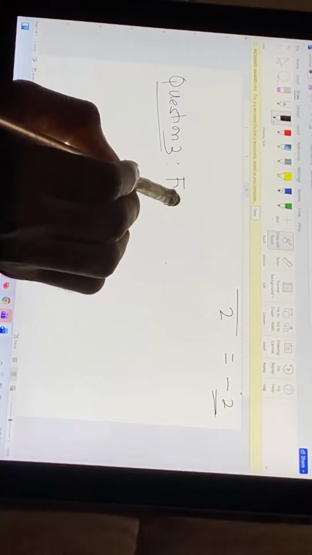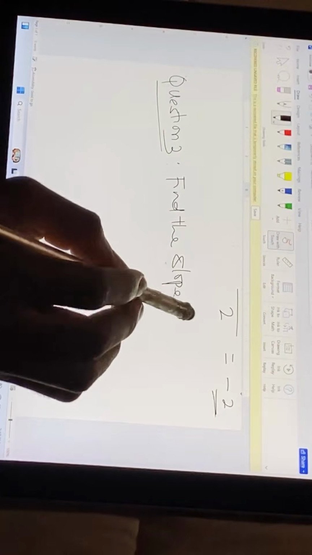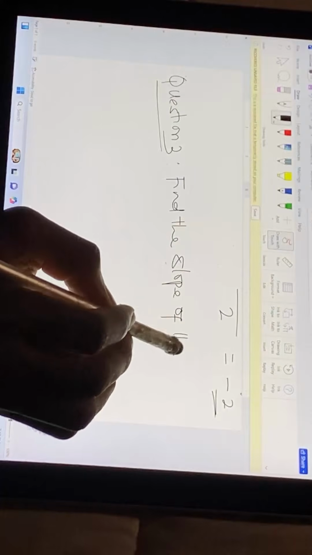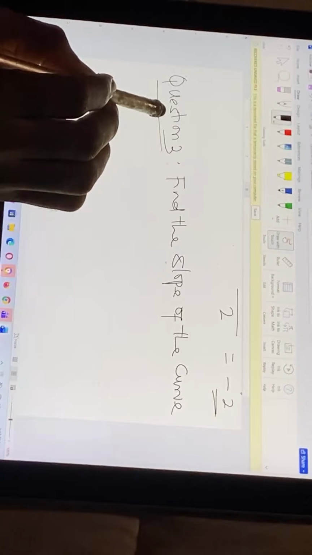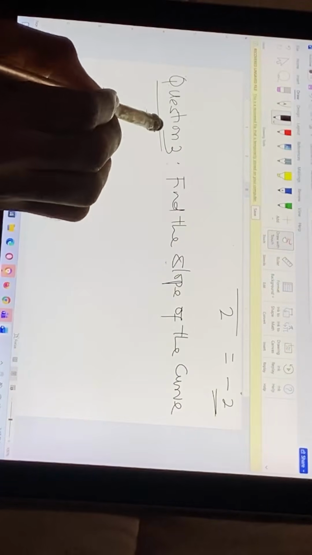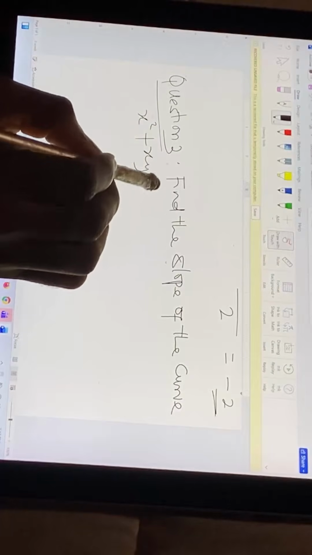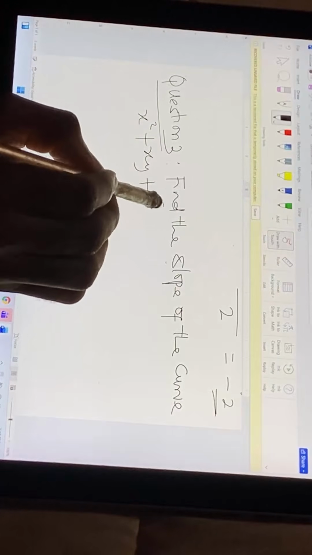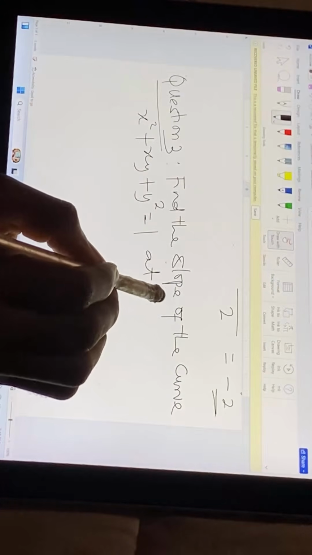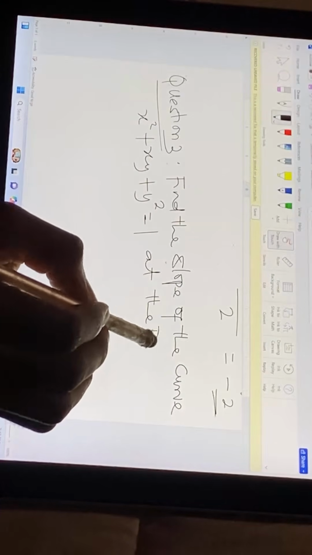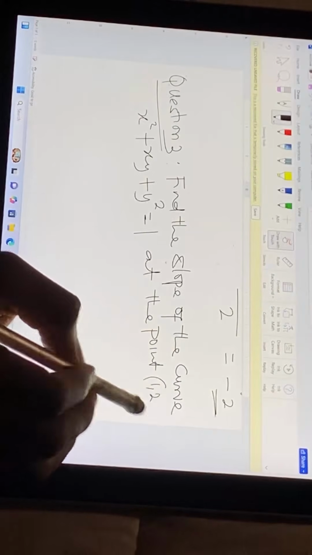Find the slope of the curve s y at the point 1.